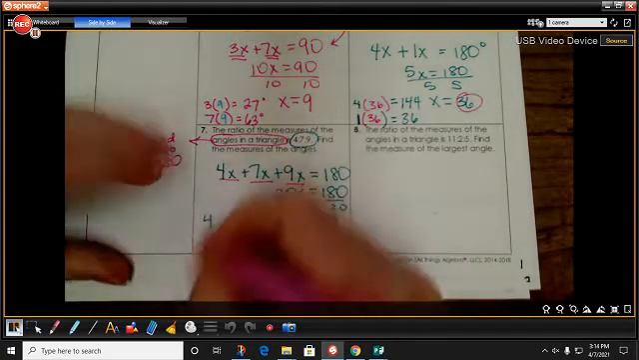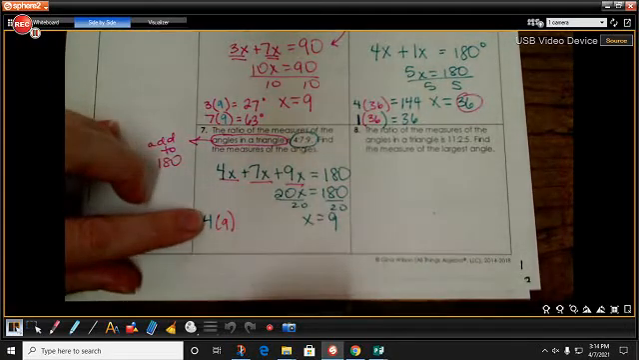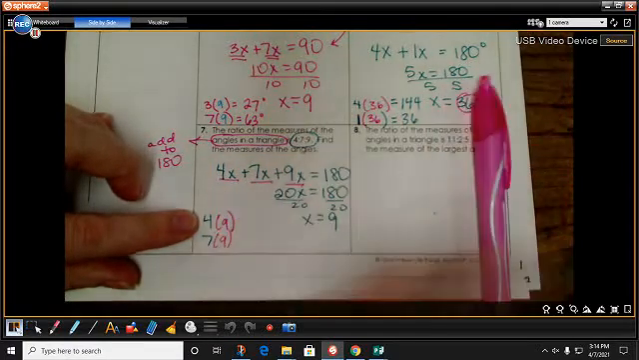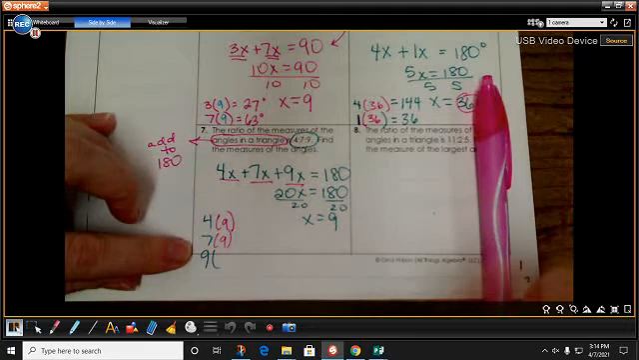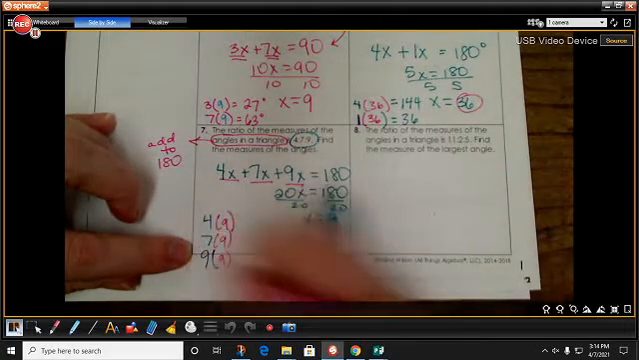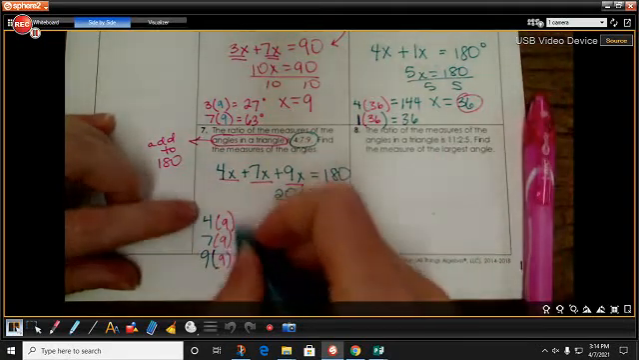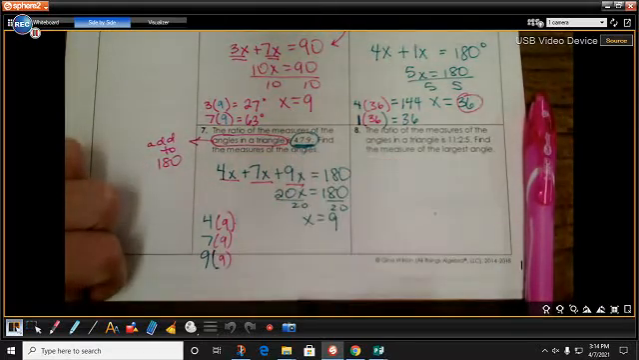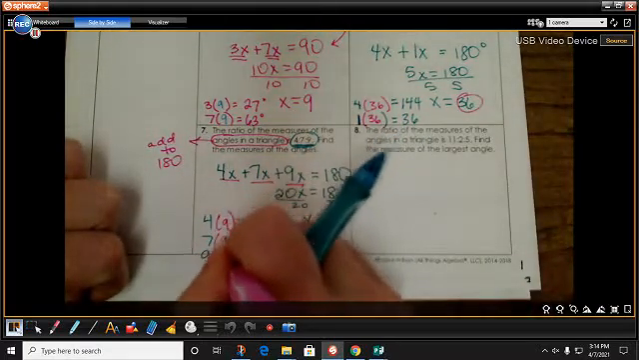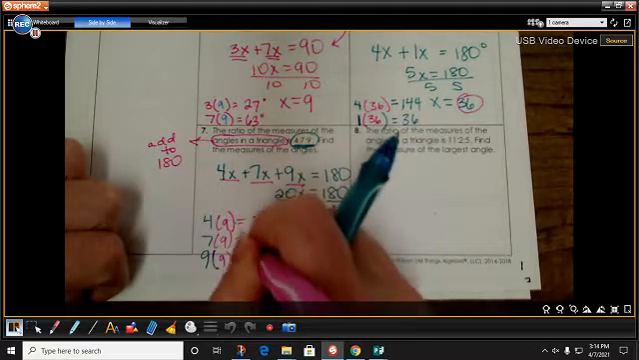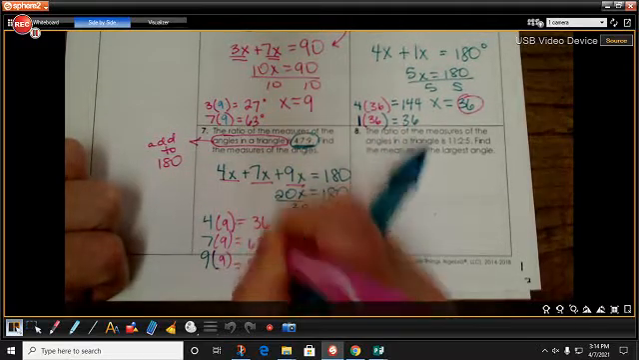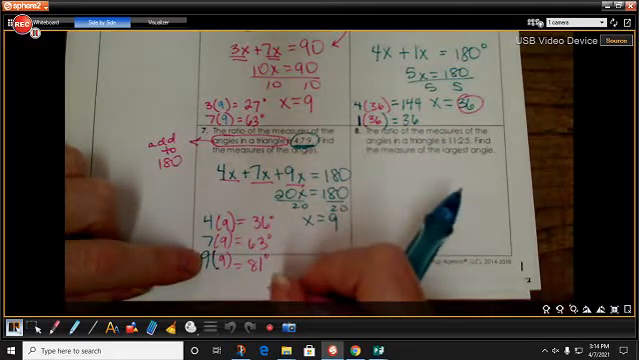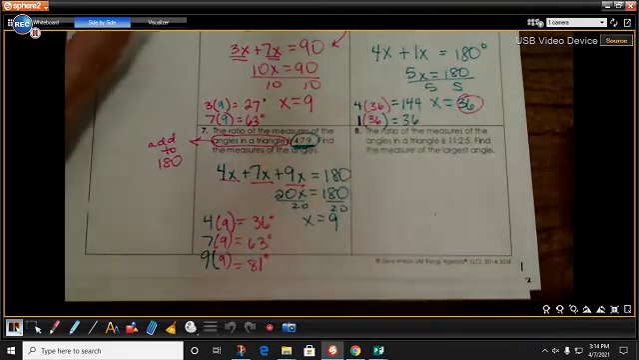So I'm going to have 4 times the 9 for my first angle, 7 times the 9 for my second angle, and then 9 times the 9 for my third angle, so that each of these angles will still be in 4:7:9 ratio, just like we asked for. And so when I calculate this out, this comes out to be 36, 63, and 81 degrees for these angles. So now they're still in a 4:7:9 ratio, but now they all add up to 180.